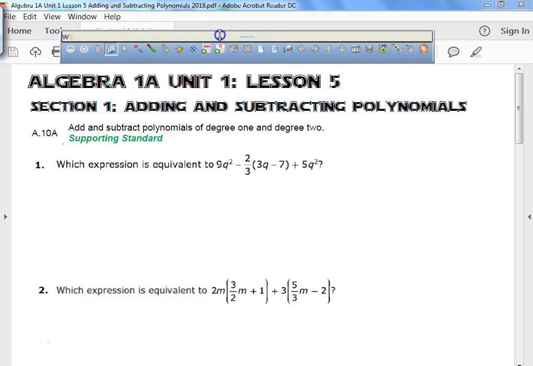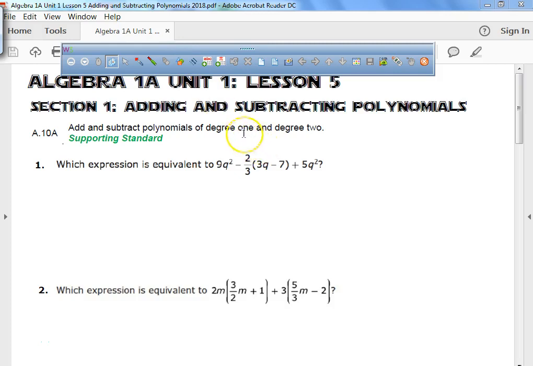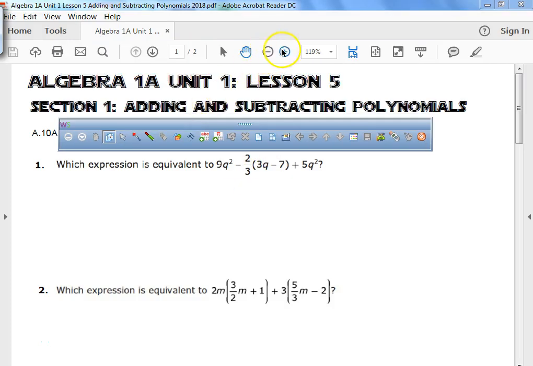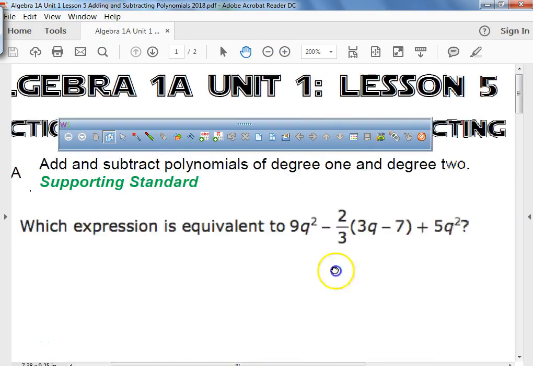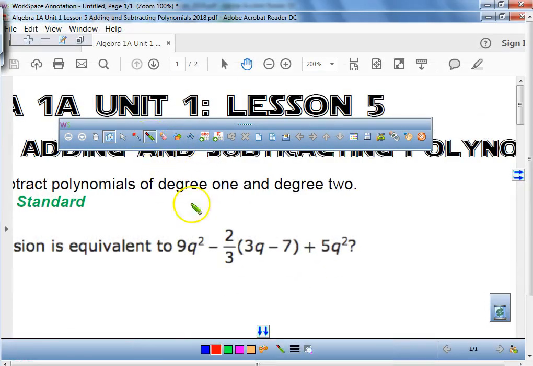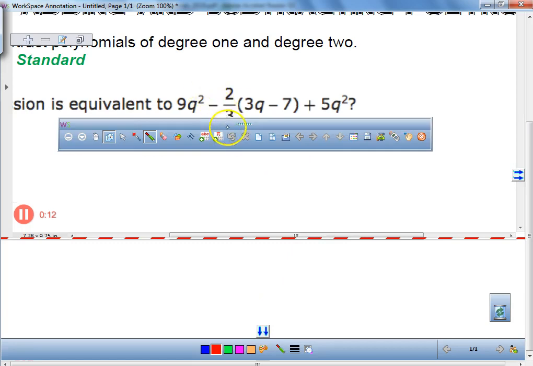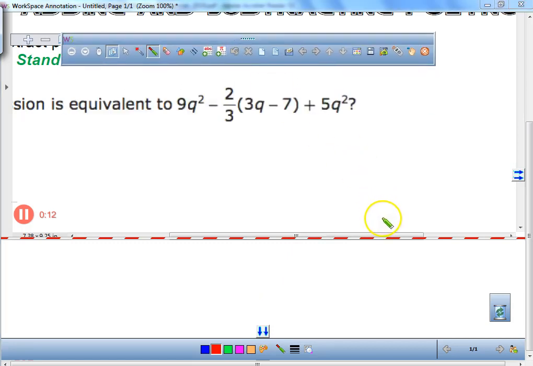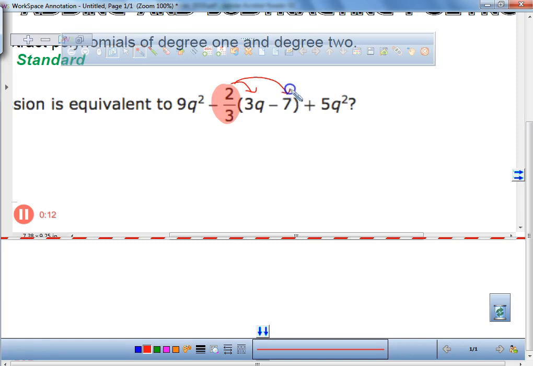We're going to be working on adding and subtracting polynomials. All right, everybody in this room should already have problem number 1 ready to go. So hopefully you guys can answer questions while we do this. Okay. So by the way, what was the first thing that we distributed in problem number 1? What was the first thing we distributed? Negative 2/3. That's right. We distributed this negative 2/3 to both terms inside of the parentheses.